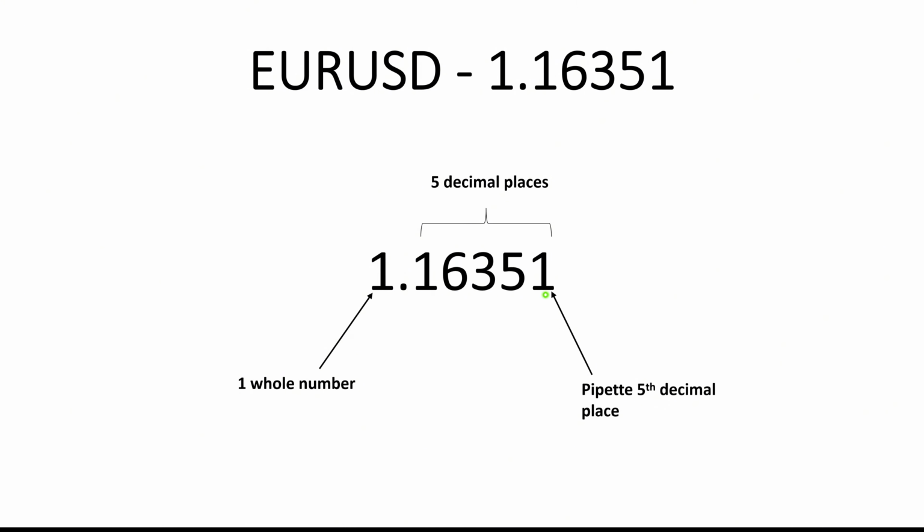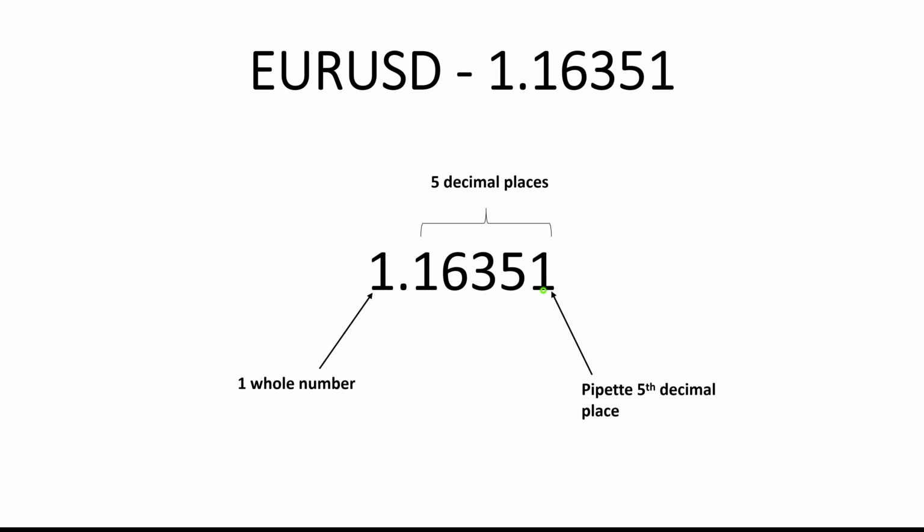Now the number at the 5th decimal place is called a pipette. That pipette is a fractional pip. It is not considered when you are counting for pips. The last number, which is the 5th decimal place, is not considered when you are counting pips. The reason is that it is too small to affect profit calculations, and it's just a fraction of a pip. So that is the reason why it is not considered.